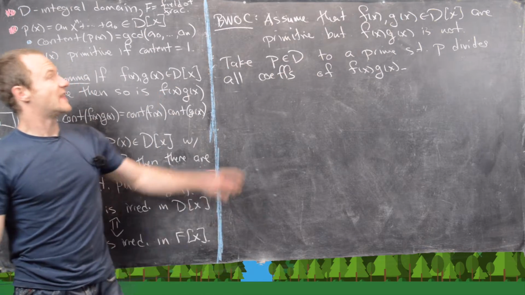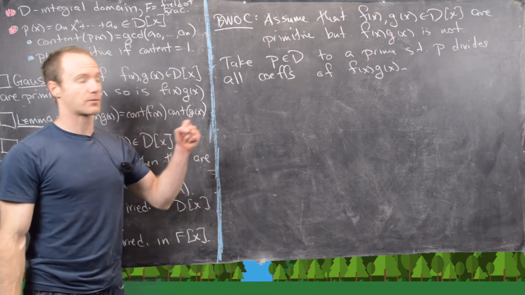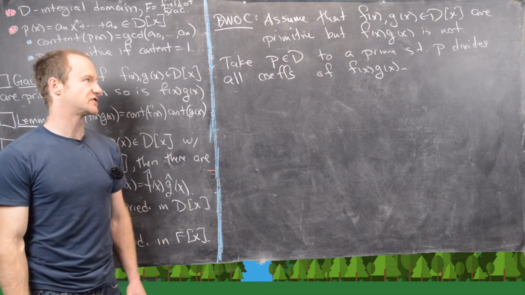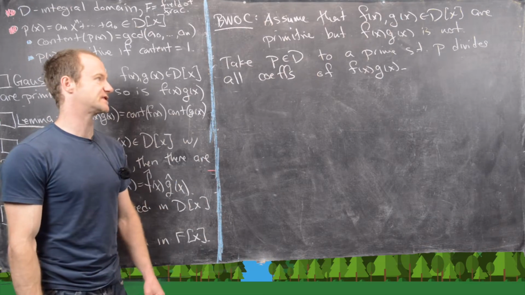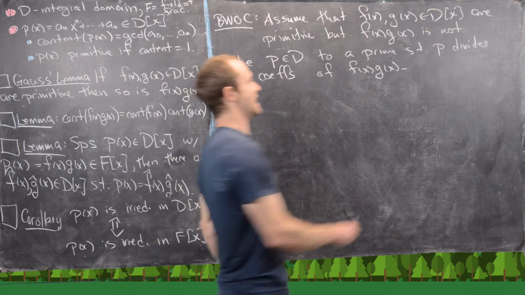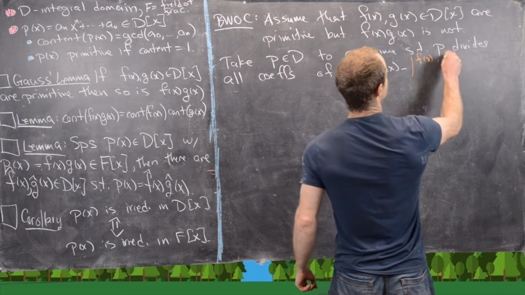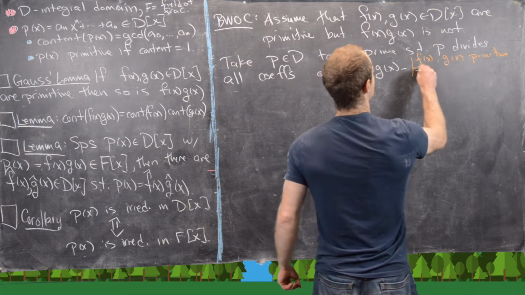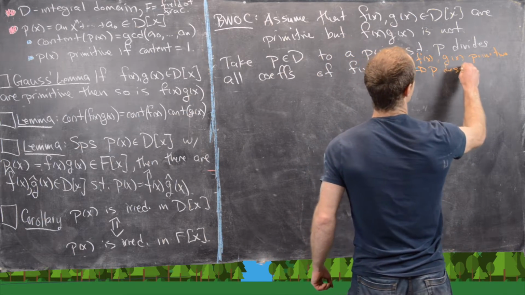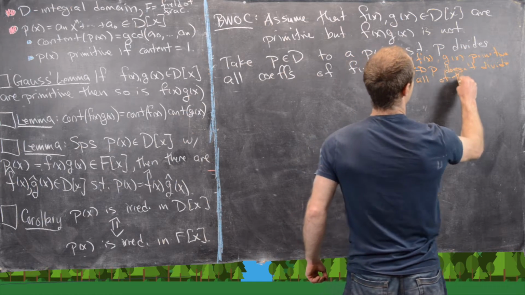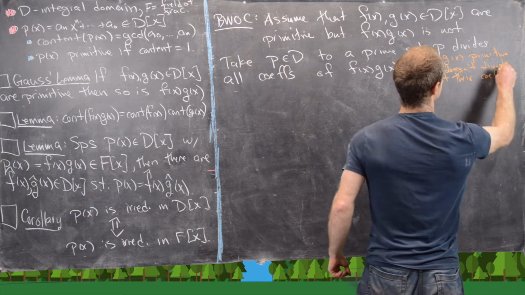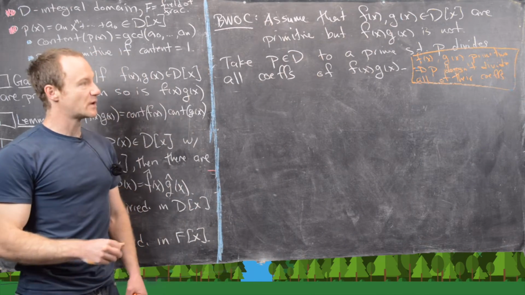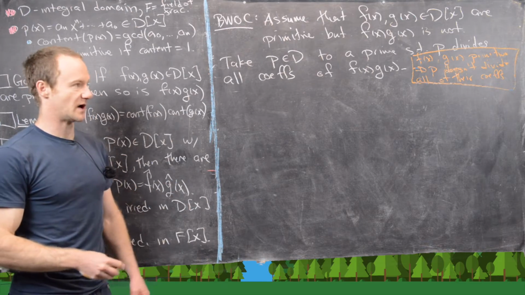Now we know that f and g themselves are primitive. And what that tells us is that P does not divide all the coefficients of f(x) or all the coefficients of g(x). So let's go ahead and write that down. So f(x), g(x) primitive, which tells us that P doesn't divide all of their coefficients. And that's an important distinction between primitive polynomials and non-primitive polynomials.